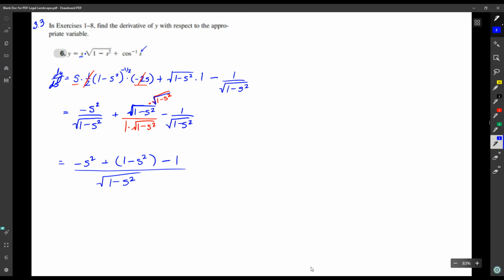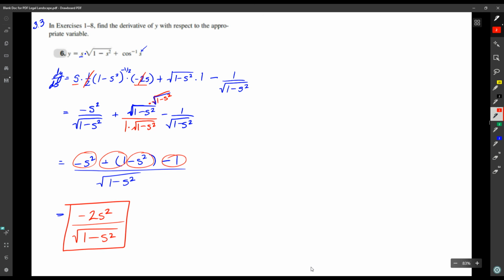And I think we're ready for our final answer. I'm going to combine like terms in the numerator, and I notice negative s squared and another negative s squared. So that's negative 2s squared. And then we have a plus 1 minus 1. That makes 0. So this is the only numerator term we have. On the denominator, I'm looking at a 1 minus s squared still. And there's our final answer, negative 2s squared over the square root of 1 minus s squared.